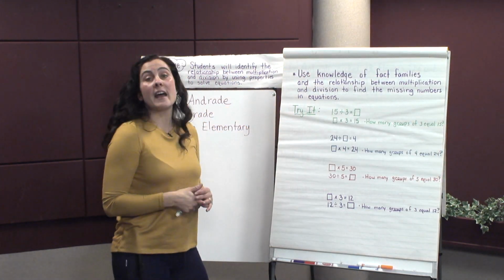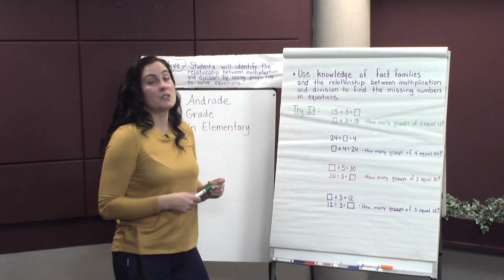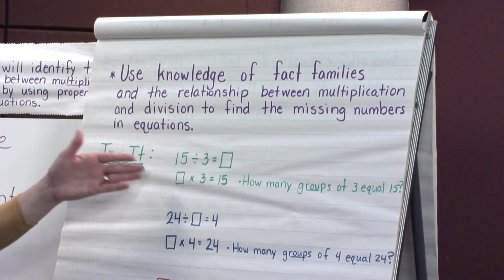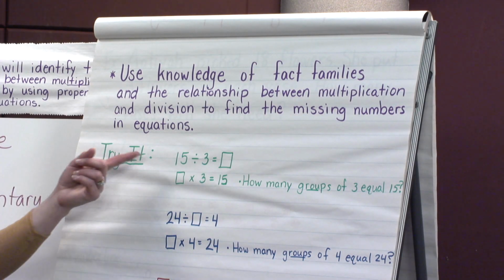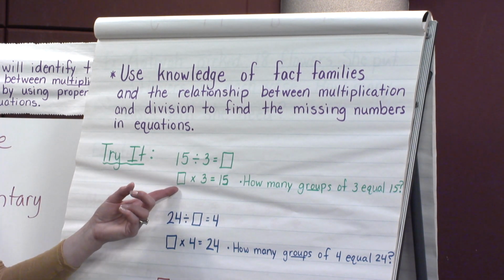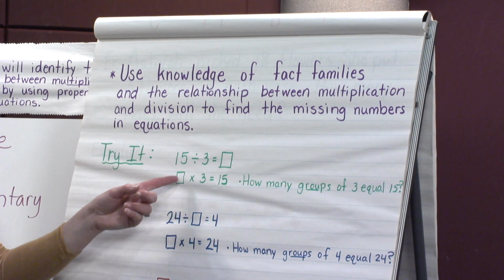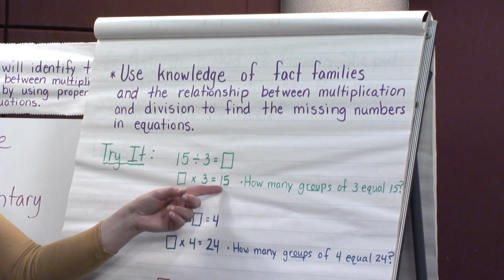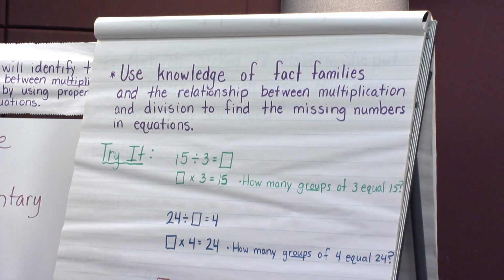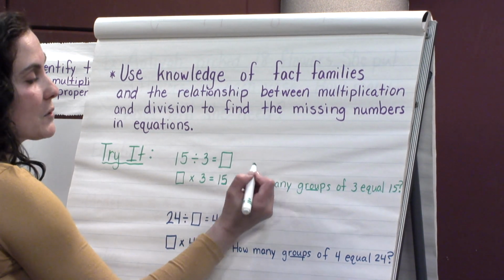Now that we have that knowledge, you can use this relationship to find missing numbers in equations. Let's try one together. We have 15 divided by 3. How would we tackle that problem? You could use a multiplication. Something times 3 would equal 15. Ask yourself, how many groups of 3 will equal 15? Let's skip count. Let's start counting by 3s and see how many groups we get.